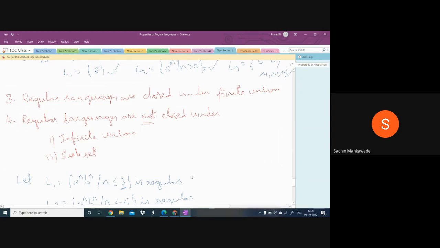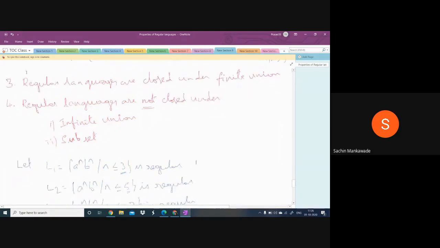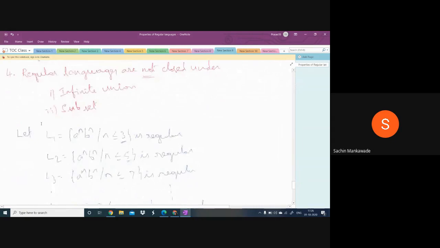Okay. Now, what is the meaning of regular languages being closed under finite union? Let us take this language, a^n b^n. The powers are the same, but the relation is finite. That is the reason it is regular. And L2, a^n b^n with n less than or equal to 5. The relation is finite, so it is also regular. And L3, a^n b^n with n less than or equal to 7. It is also finite, so regular.